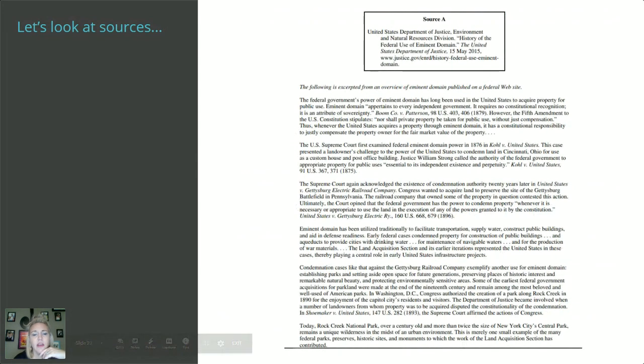Okay, this is another one. This is source A. So as I said, some of them are very lengthy. There were a lot in this prompt that were very lengthy. The following is excerpted from an overview of eminent domain published on a federal website. So this is going to be more of an informational history of eminent domain, background of eminent domain. So this may be something that could be used either pro or con. And so I might have to really scrutinize this one a little bit more to figure out what information would be vital for me based on what I'm writing.